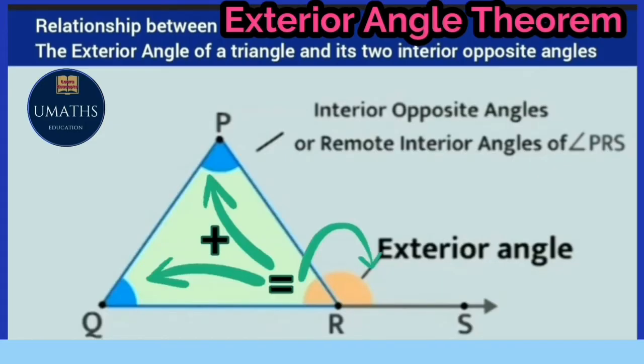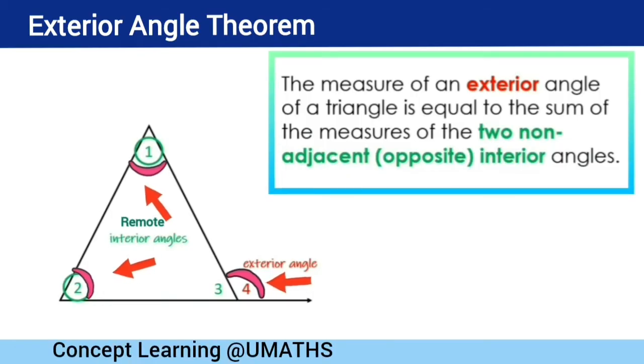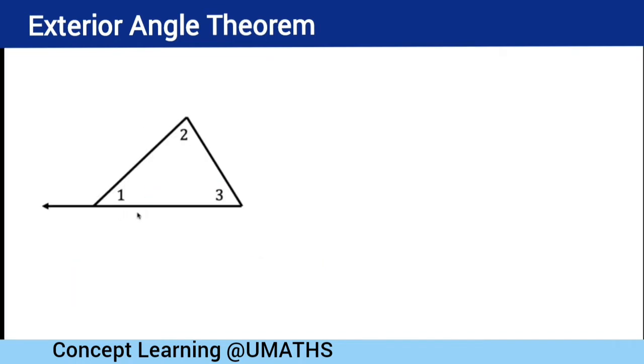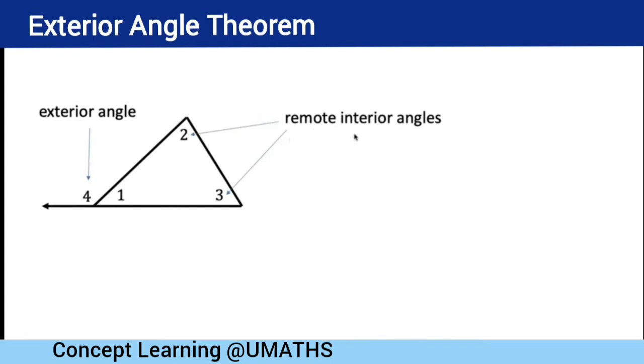In this video, we have learnt the exterior angle theorem. If you want to see the proof of this, then click on the link displayed in the top right corner of this video. For our convenience to solve the problem, we'll label the exterior angle and interior angles by numbers. Note here, the exterior angle is always greater than the interior remote angles.